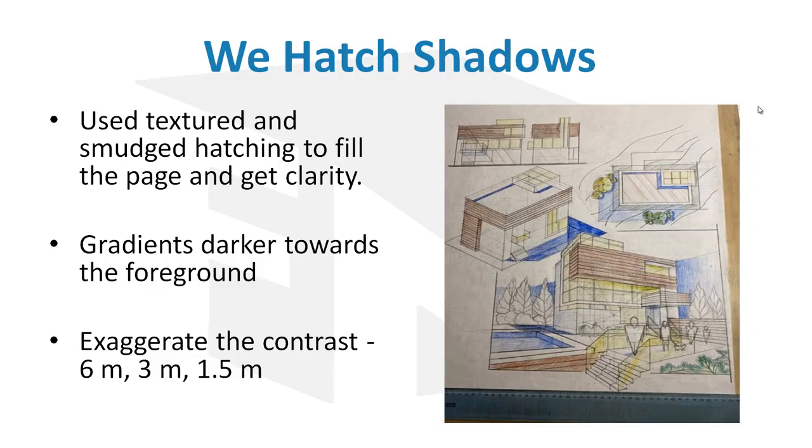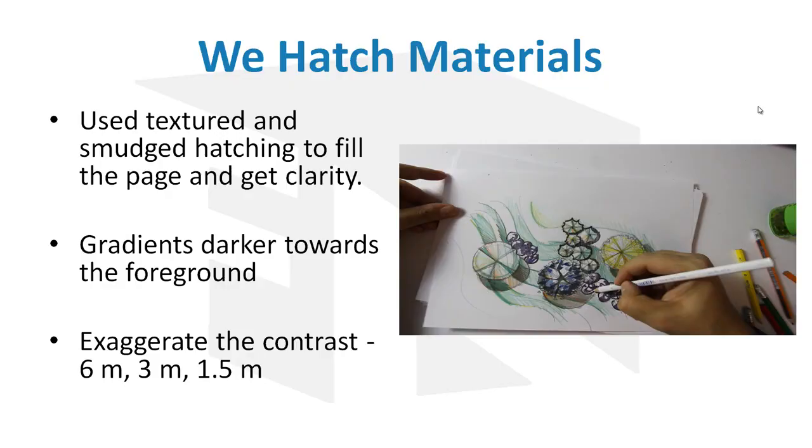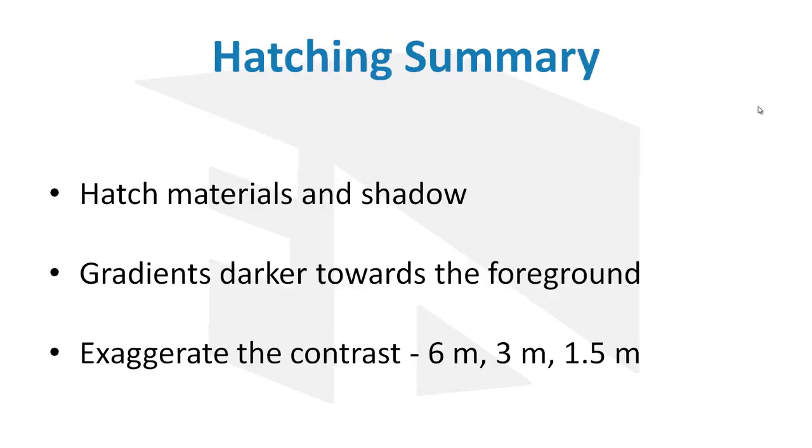So basically, we are going to hatch the shadowed faces and the cast shadows for the volume and the materials. And we are going to use the hatching to show different types of materials. Again, you're going to use smudged hatching to fill the page and get that clarity, get darker gradients towards the foreground. You can exaggerate the contrast as well, just to get clarity. Clarity is very important, contrast is very important. So hatch materials and shadows, gradients towards the foreground, and exaggerate the contrast.